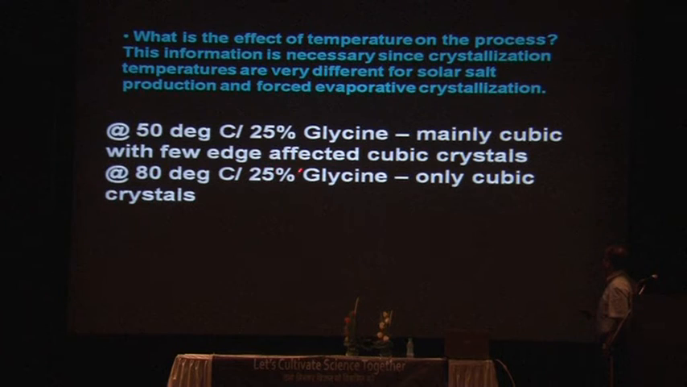And at temperature 50 degrees centigrade, you have mainly cubic crystal. 80 degrees centigrade, only cubic crystal. So with temperature, this effect is not very good. That is probably because of the kinetic energy. Probably glycine is not able to bind efficiently because of the lot of heat. But at 40 degrees centigrade in solar evaporative condition, this is working fine. Absolutely no problem.